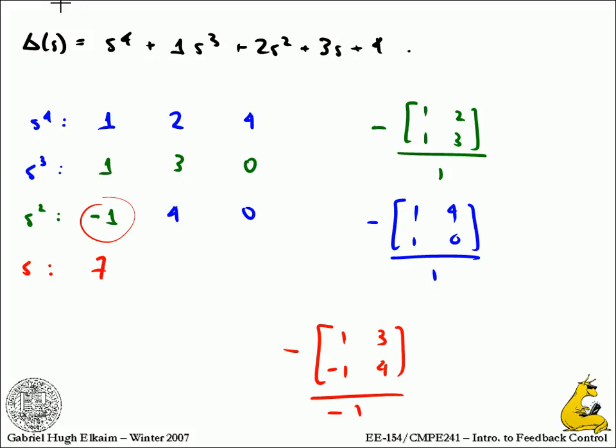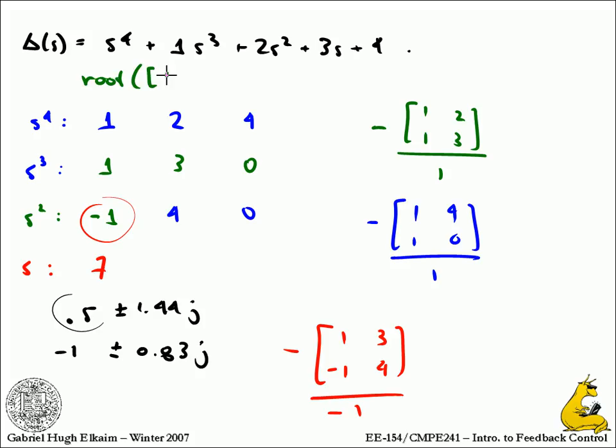And when you factor this equation using MATLAB, the poles I come up with are 0.5 plus or minus 1.44j, they're your 2, and minus 1 plus or minus 0.83j. You captured this just using roots? Yeah. The command would be roots of 1, 1, 2, 3, 4, and that'll do it.